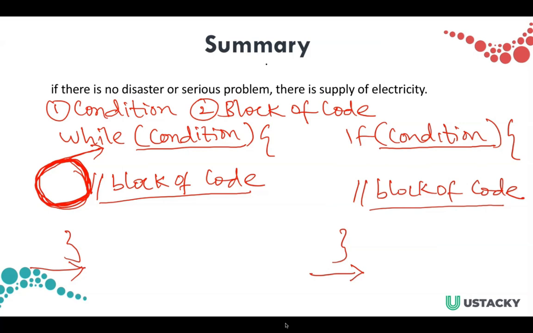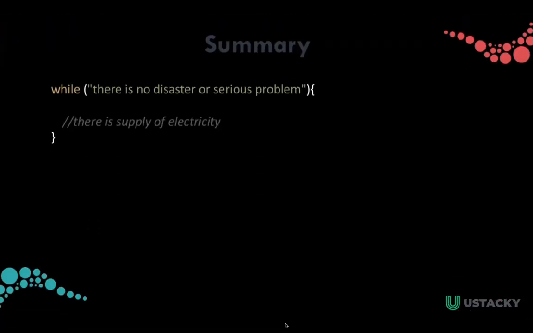This concept and other concepts explained in previous tutorials were only implemented in PHP, but they are common to all programming languages. Now that we have a good concept of while loop, let us write our statement in while loop. Our statement can be written as while there is no disaster or serious problem, this is the condition, and the block of code is there is supply of electricity. In some countries, we have this loop running for tens of years.